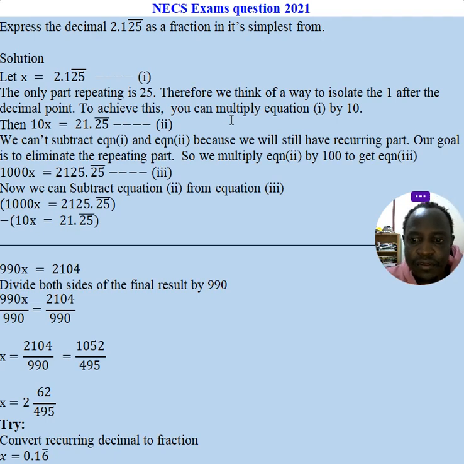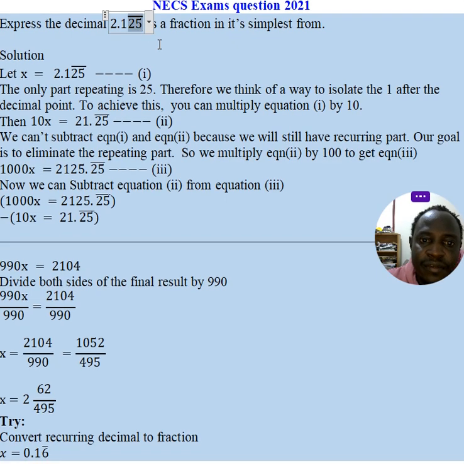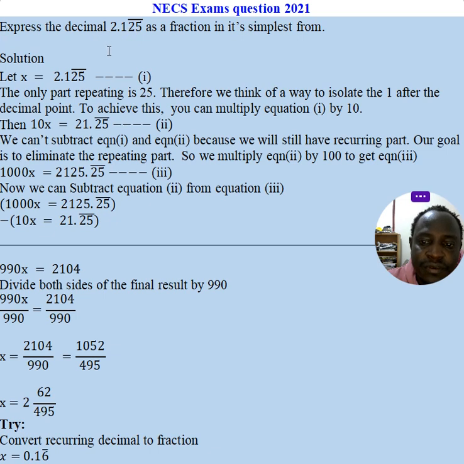So this is another question, and this question came in 2021. You are asked to express the decimal as a fraction. It's not just a decimal. This kind of decimal is called a recurring decimal, okay? And these recurring decimals are very important because some decimals keep on repeating, they don't terminate, okay?